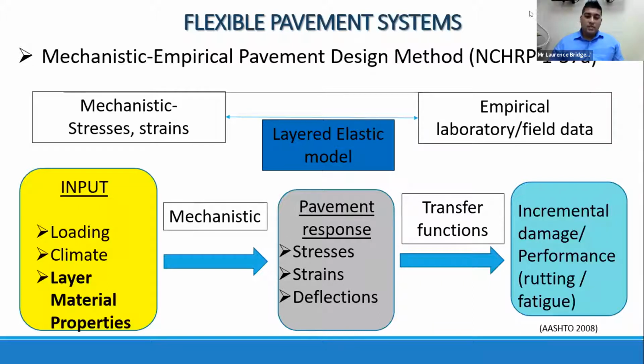So similar to the AASHTO 1993 method, this slide aims to highlight that layer material properties are critical to the design process. As a result, in terms of construction, the materials utilized need to meet the criteria that have been identified in the design process to ensure adequate pavement performance.